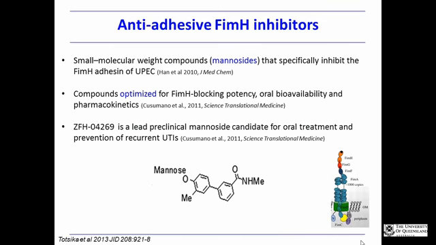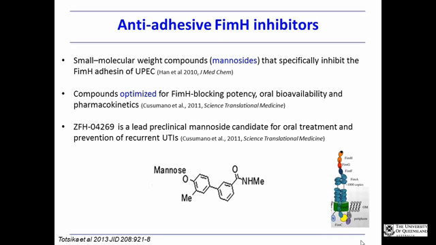So a little bit of information about these inhibitors. These are small molecular weight compounds called mannosides, and as I said, they specifically inhibit the FimH adhesin of type 1 fimbriae. They've been optimized for FimH blocking potency, oral bioavailability, and pharmacokinetics.